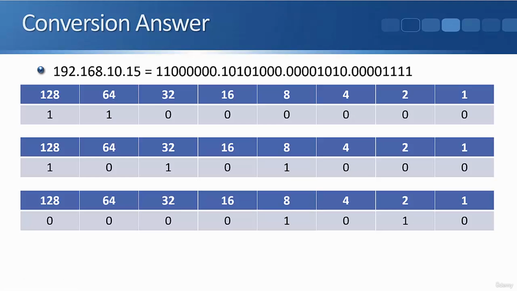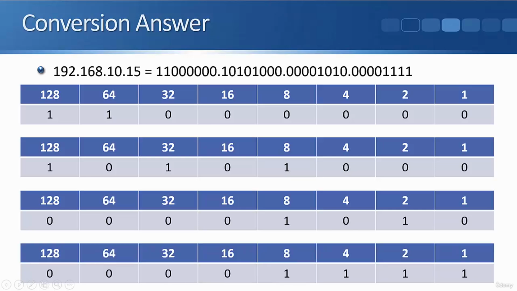The next octet, you should have got 00001010: 8 plus 2 equals 10. And then the last octet of 15, you should have got 00001111: 8 plus 4 plus 2 plus 1 equals 15. And if you look at the top of the slide here, that should have been your final output. That is the complete IP address in binary.